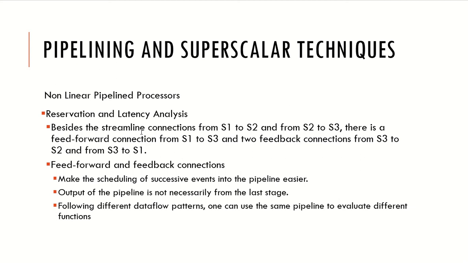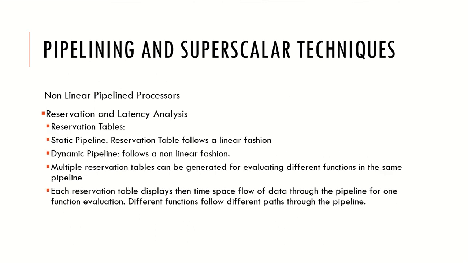Then you can follow different data flow patterns, and you can design the same pipeline to cater for multiple functionalities. Then about the reservation table, as I said, in the case of a linear pipeline, the reservation table will be following a sequential order or a linear fashion. But in the case of a dynamic pipeline, it follows a non-linear fashion. So multiple reservation tables can be generated, even for the same configuration of a pipeline, based on the functionality.